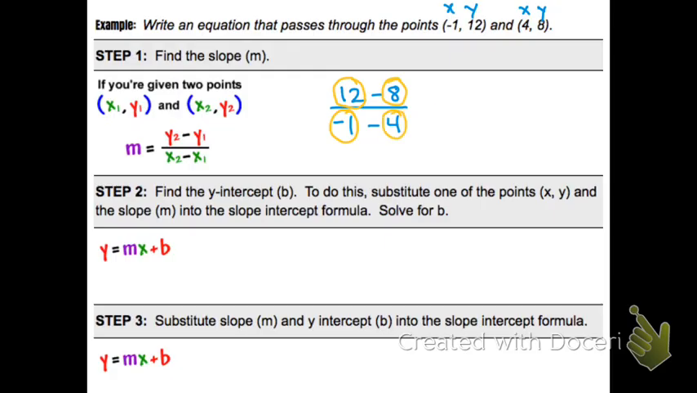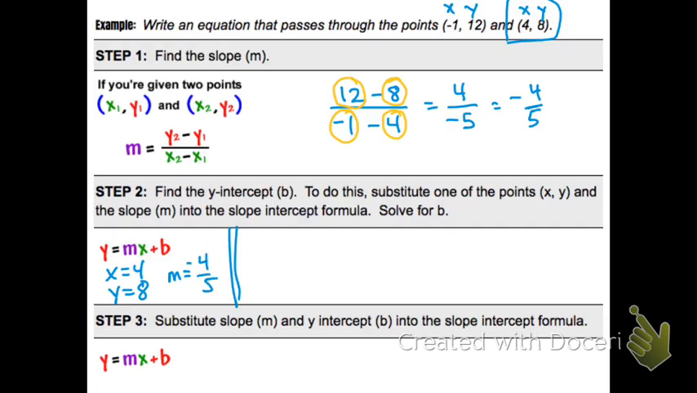And when I do that, 12 minus 8 is 4. Negative 1 minus 4 is negative 5. So the slope is negative 4/5. So now you can find the y-intercept. To do this, you just use one of the points. So I'm going to use the x is 4, y is 8, this one right here. And then my slope is negative 4/5.